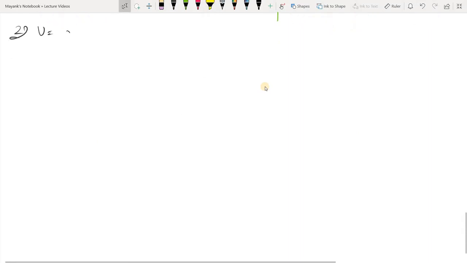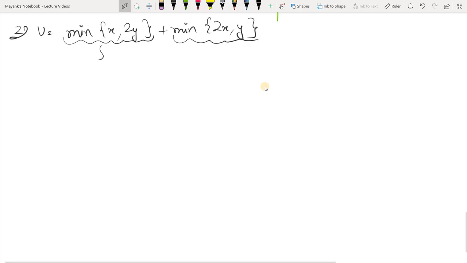So utility equals min of x comma 2y plus min of 2x comma y. You have two things happening here. The first part of your utility reports the min of x and 2y. The second part reports the min of 2x and y. You can imagine this as function 1 and function 2, so your utility is basically f1 plus f2. What we'll do is first plot f1, then plot f2, and then add the two up.